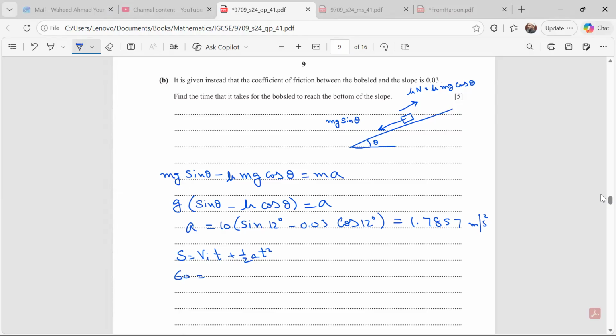Vi was 5t plus half into acceleration. We found it: 1.7857 into t square, right? So this becomes a quadratic equation: 0.8928 t square plus 5t minus 60 equals 0.